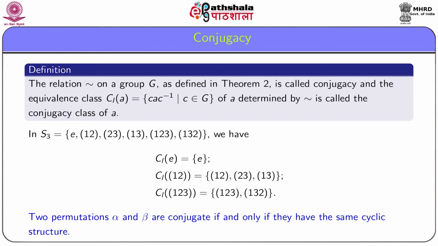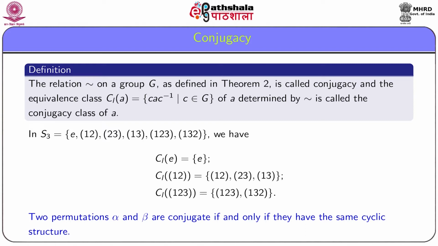The relation rho on a group G as defined in the previous theorem is called conjugacy, and the equivalence class of A determined by this equivalence relation rho, which we denote here by CL(A), is called conjugacy class of A. Thus, CL(A) is the collection of all elements C A C inverse where C is in G.